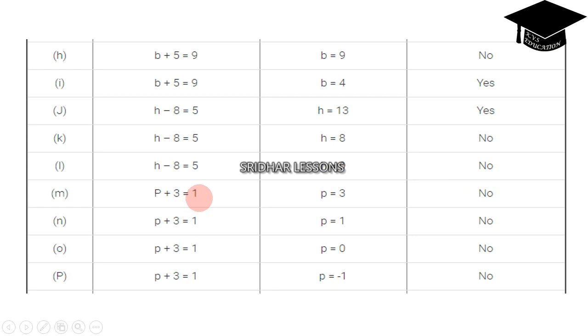p plus 3 is equals to 1. If p is equals to 3, the equation will not be satisfied. In p plus 3 is equals to 1, if p is equals to 1, the equation will not be satisfied. Again, if p is equals to 0, the equation will not be satisfied. If p is equals to minus 1, the equation will not be satisfied.